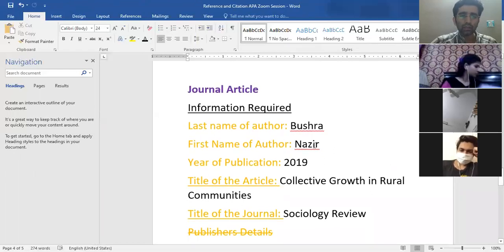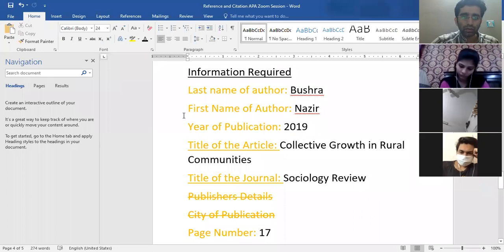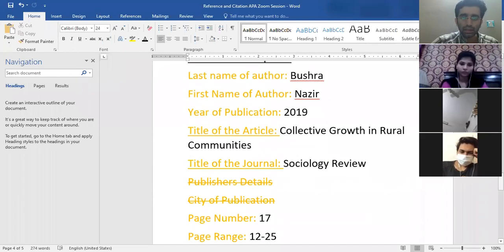As usual, you require a certain set of information for journal article. So we take a note of that information. So you need last name of author, first name of author, year of publication. All the information was even required for the book as well. Just one addition is there are two titles. One is title of the article, the other one is title of the journal.